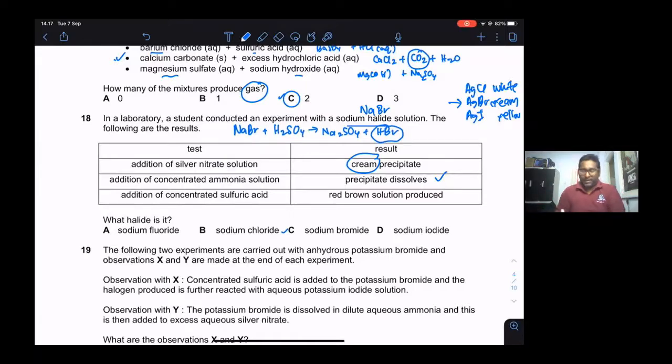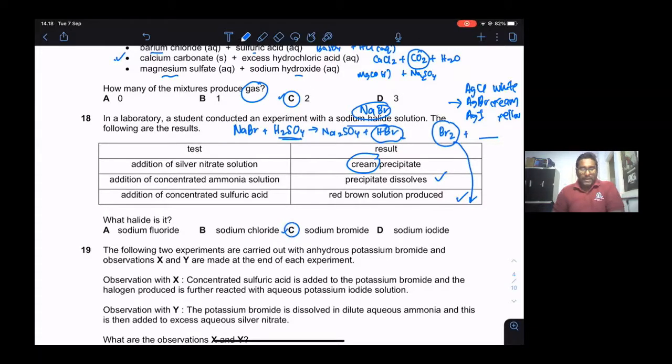The reason is this sulfuric acid is a very good oxidizing agent. The HBr will be further oxidized by H2SO4. They will give you Br2 and a mixture of other products. You can actually check. So you are going to get Br2, so a brown solution is produced. The brown solution belongs to Br2. Therefore it's a confirmation that this is sodium bromide.